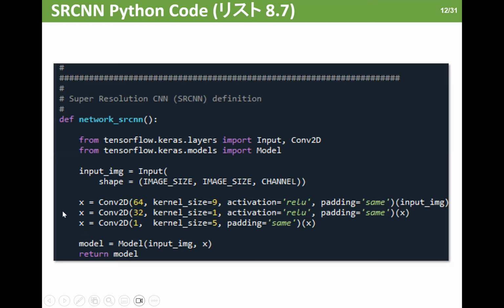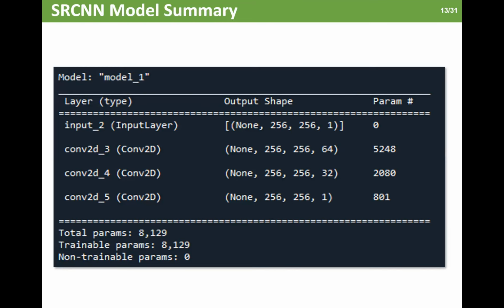By the way, I think they call this the functional method. Instead of using sequential and add, they use this. It's another method to define the network. It uses X. Here you see the input to the second layer is an output from the first layer. So basically the same thing. And finally, the model can be created in one statement like this. Okay, so this is what it looks like.